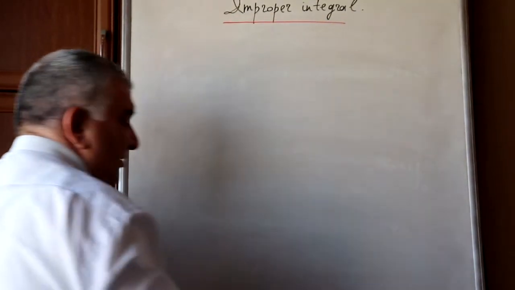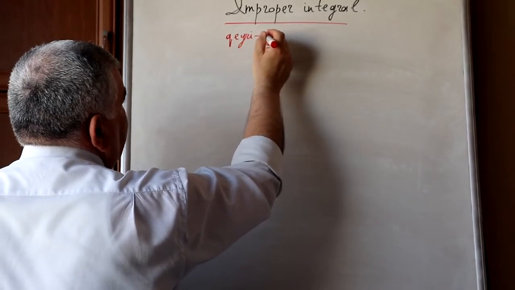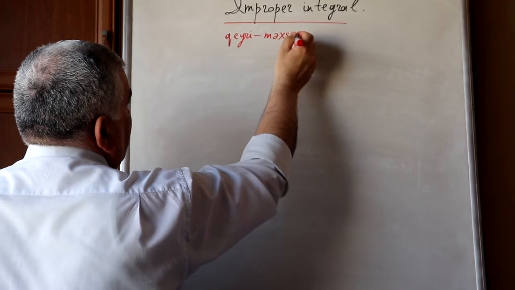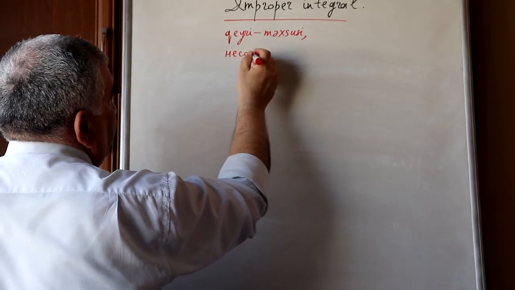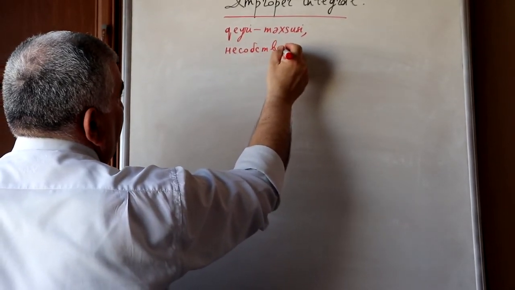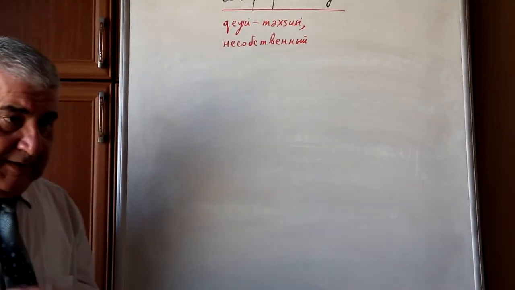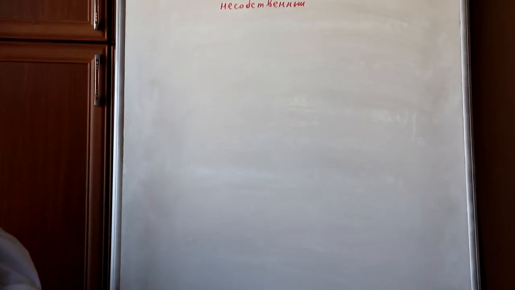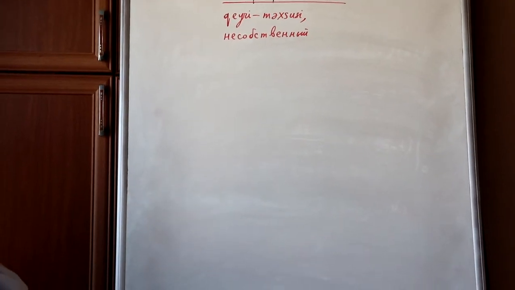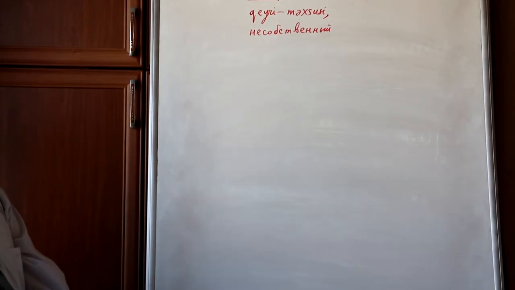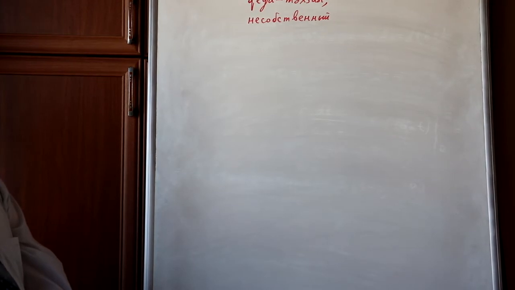Improper integral in Turkish is gayri mahsusi integral. In Russian, несобственный интеграл, несобственный. I repeat, the improper integral is such a definite integral for which at least one of the integral limits is infinity.